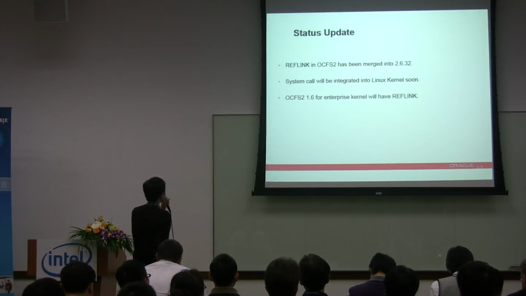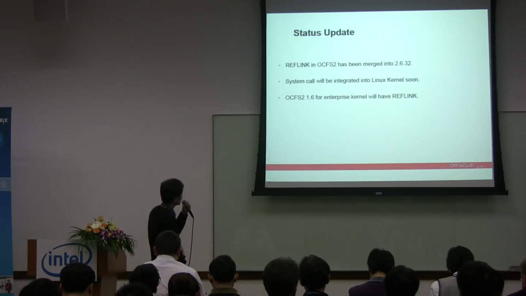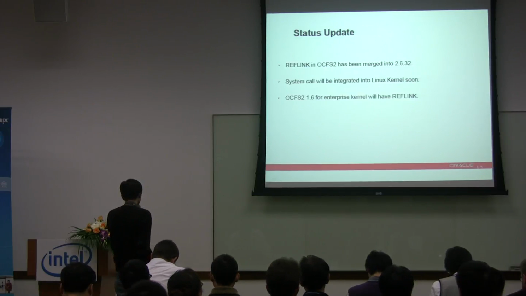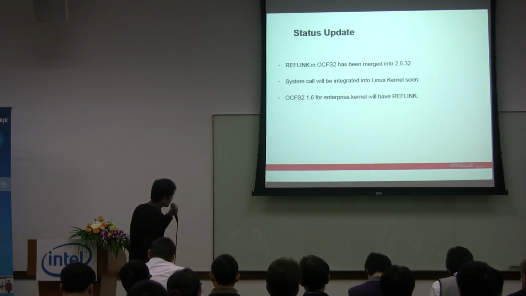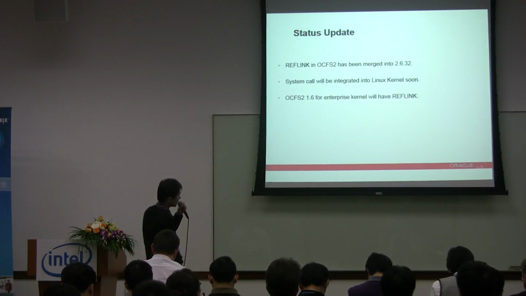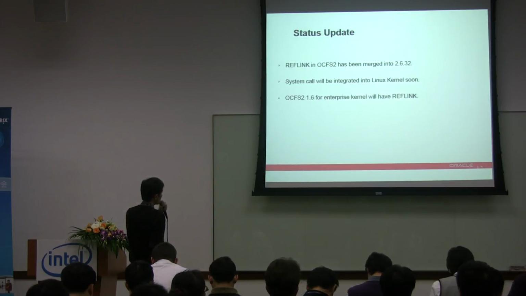And the third status is that OCFS2 1.6 for enterprise kernels will have Reflink. 1.6 is the kernel for Red Hat Enterprise Linux or SUSE Enterprise Server. So I guess maybe at the beginning of next year, we will have Reflink in the enterprise kernel, and both Red Hat and Novell will support it.